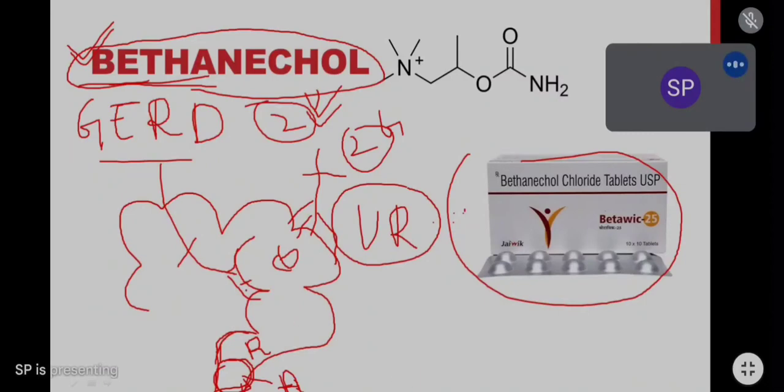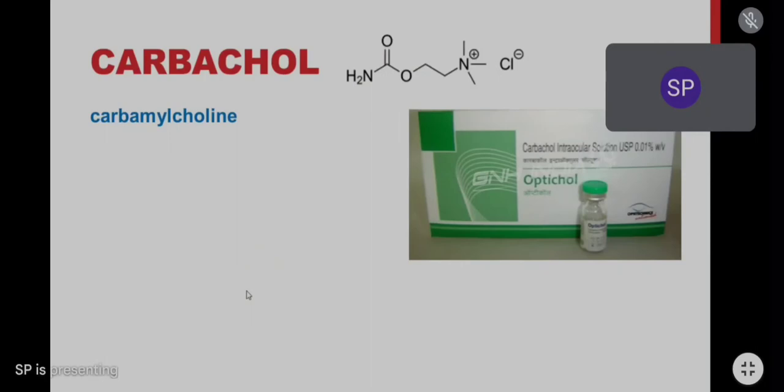Anyways, okay, I will go with the next drug. A is done, B is done, and next one is C, carbachol. Are you all following me? Yes? Yes, very good. So, see, carbachol is also called carbamylcholine. It is also very similar, or it is the analog of acetylcholine.